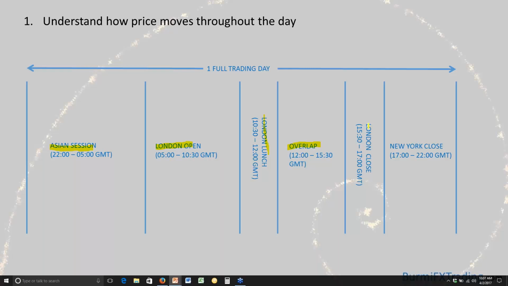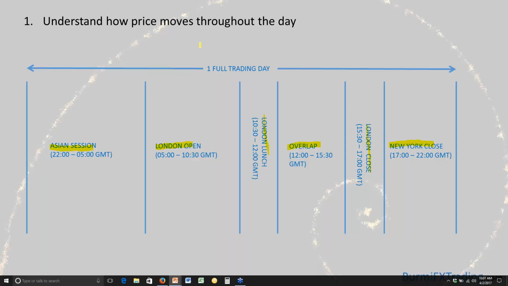Then we have London close, which is from 1530 GMT to 1700 GMT. That's my favorite time to trade this pair, because that's when you see very high probability trades. And then we finally have the New York close session. Okay, so it doesn't matter. You can do this on any pair.